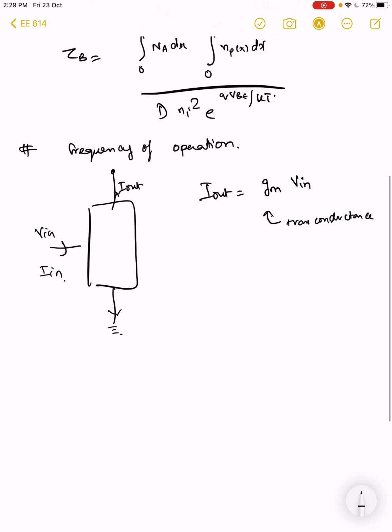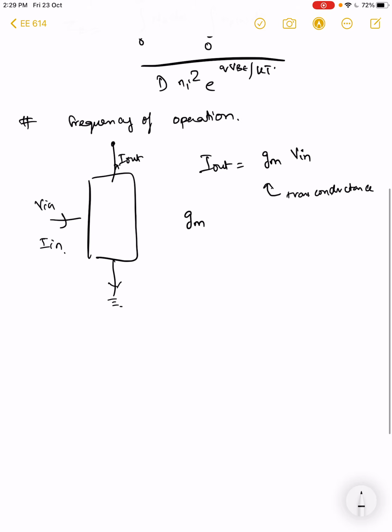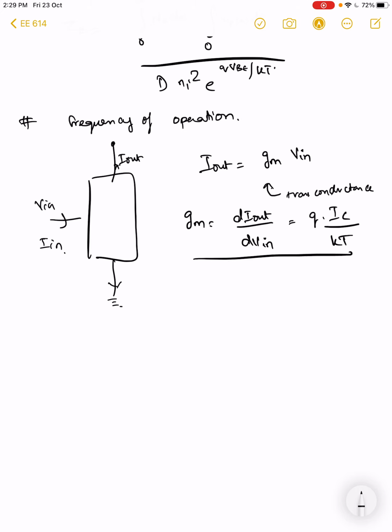So another way to write Gm is d I out by dV in, and we know this I out, IC, from the previous expressions to be Q IC by KT. We have previously defined the gm in our PN diodes as well. It will turn out to be having a similar expression. So gm can be proved to be following this particular expression.